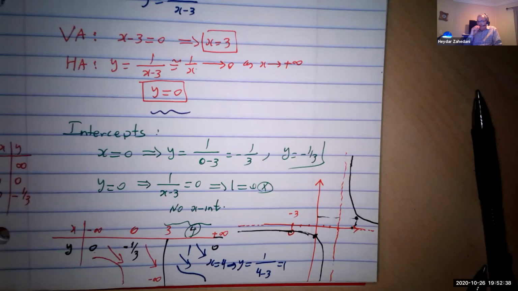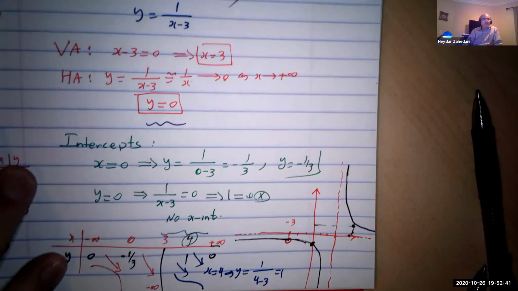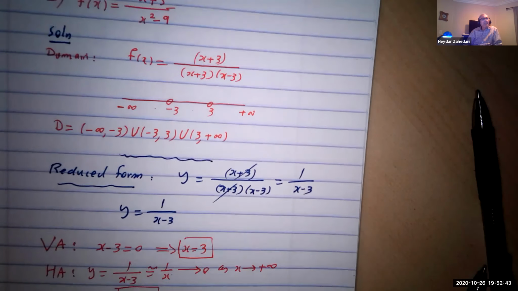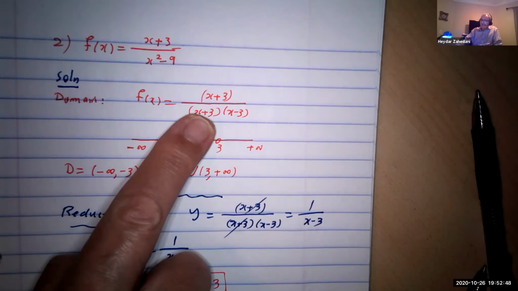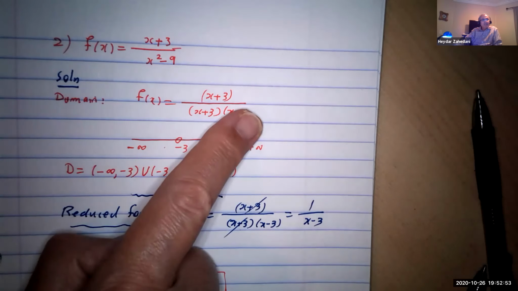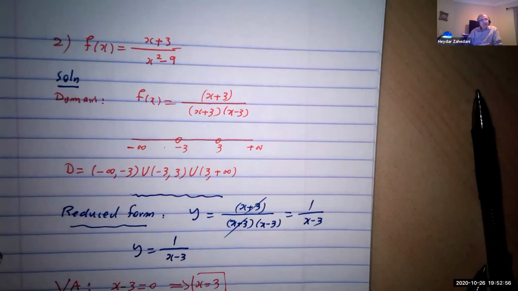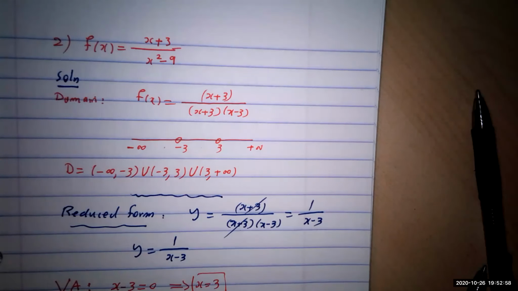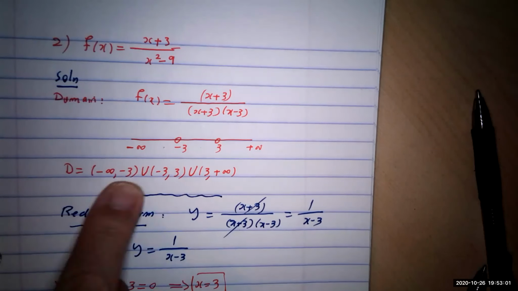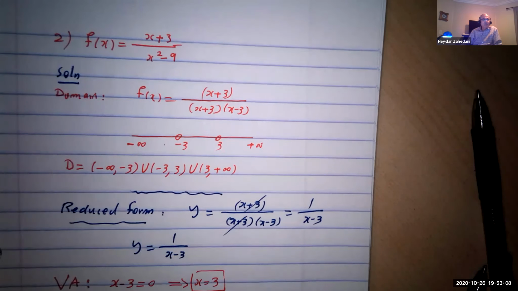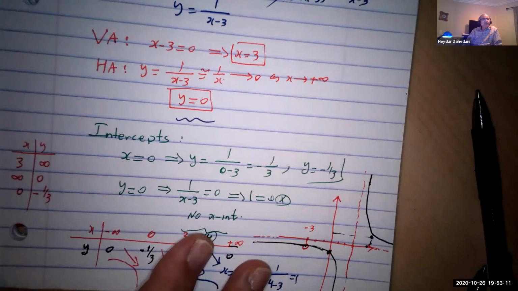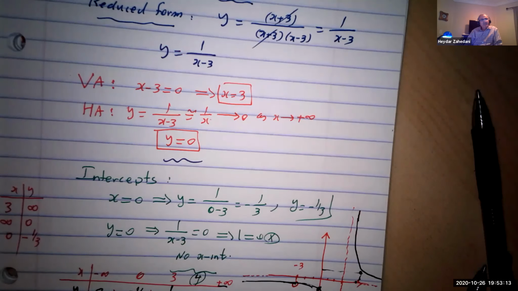Because you know what? If you put y equal to 0 in the original one, then what are you going to get? You get that the top is equal to 0. If you let the top equal to 0, what are you going to get? -3. But -3 is not in the domain of the function. So if you have this in your mind that you are going to check it, yes, but you better play it safe and go into the reduced form, so you don't have to worry about it.